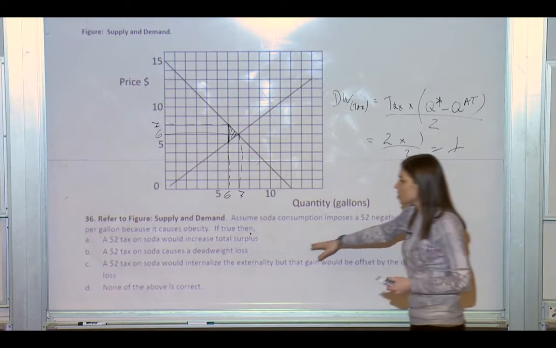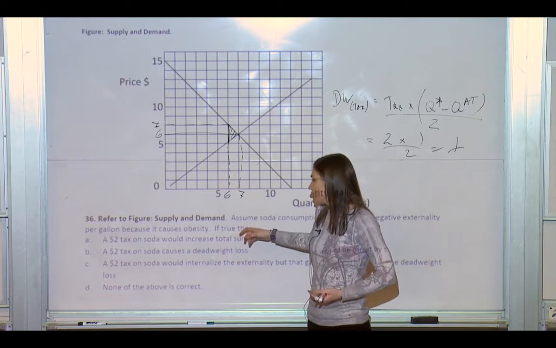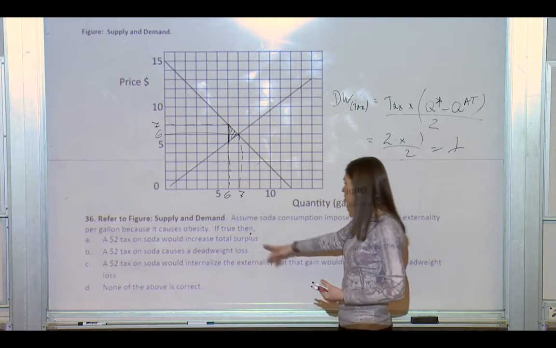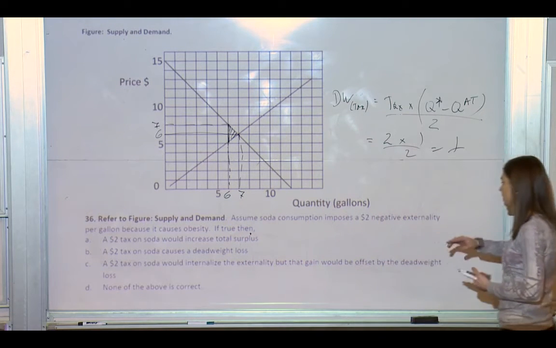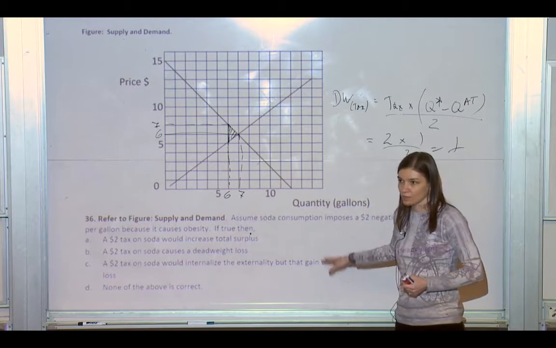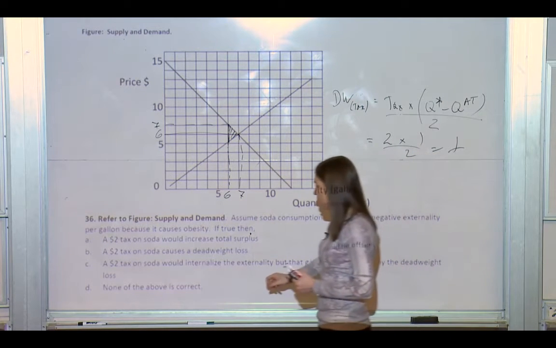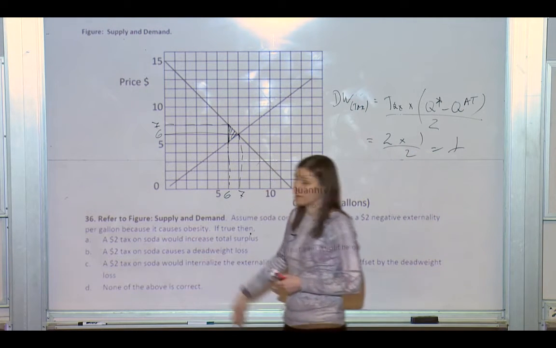So a $2 tax on soda causes a deadweight loss. This is only true when there's no externality. They would internalize the externality, but that gain would be offset by the deadweight loss. That's not true. The gain will be actually higher than the deadweight loss. And none of the above, well, it's A. All right?